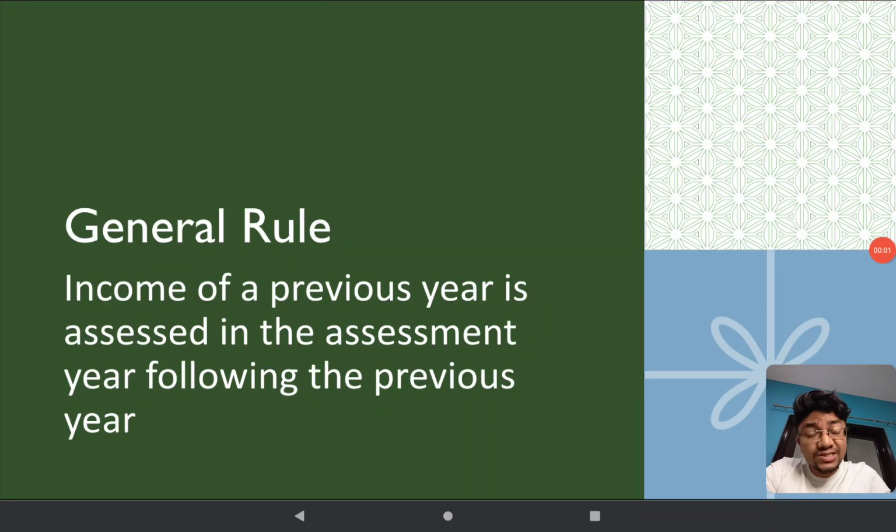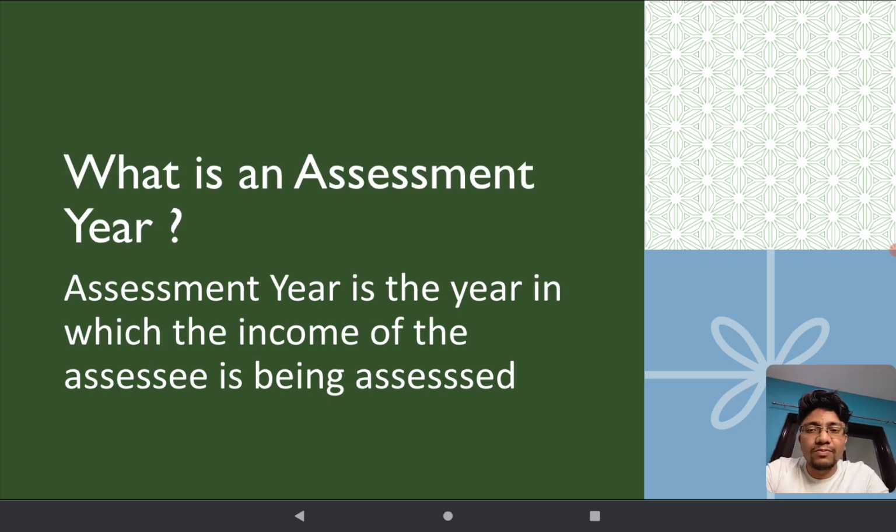Now, what is this general rule all about? The general rule is that income of a previous year is assessed in an assessment year following the previous year. So we have to understand what we mean by this assessment year and what we mean by this previous year. So let's try to grab them one by one.